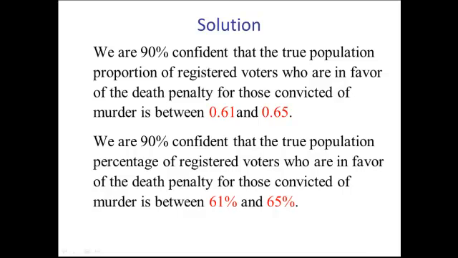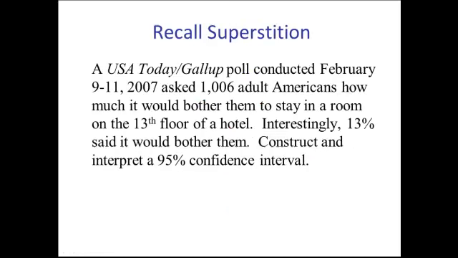Let's look at another example. If you recall the Superstition example from the last video, a USA Today Gallup poll conducted February 9th through the 11th, 2007 asked 1,006 adult Americans how much would it bother them to stay in a room on the 13th floor of a hotel. Interestingly, 13% said it would bother them. Construct and interpret a 95% confidence interval.